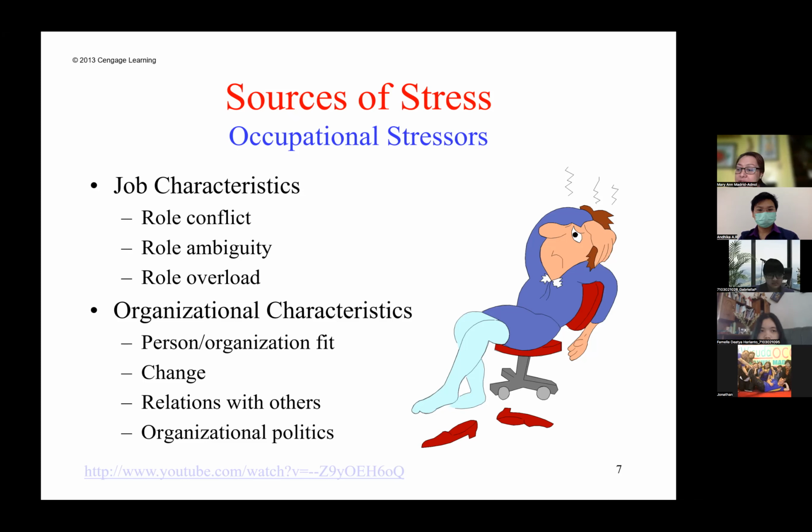Organizational politics. So the distribution of power and authority, and how it affects the behavior of workers, can also be a cause of stress. So there's too much politics in the organization, leading people, for example, to choose sides, and the choosing of sides can be very stressful because it can lead to certain conflicts among different employees.